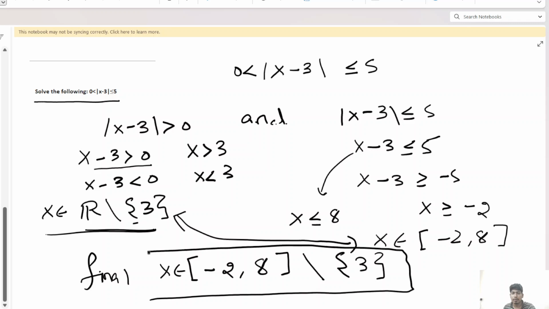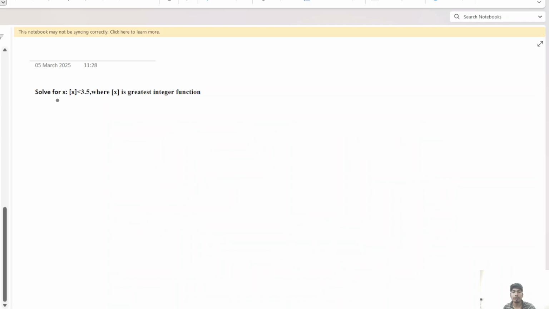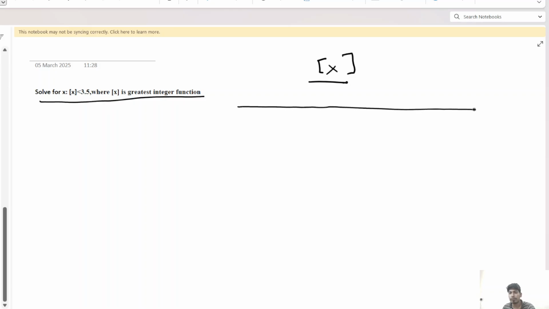It means in this set, for any value of x, this inequality holds. Then this is our next question, for the greatest integer function. The greatest integer function always gives an integer value. And what is the criteria? Let this be our integer and this be our integer. If any value comes between these, then the greatest integer function goes to here.